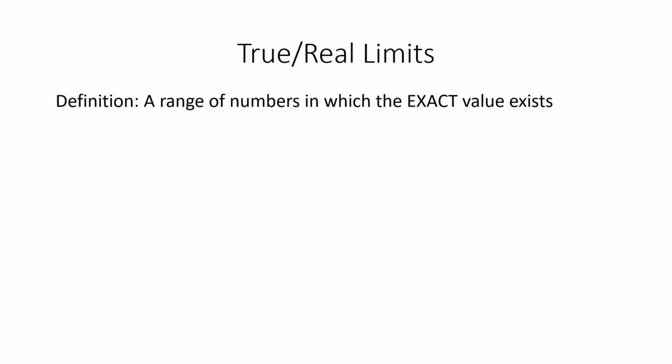One thing when we're talking about stats that we need to talk about is real limits, also called true limits. This is basically a range of numbers in which the exact value exists.